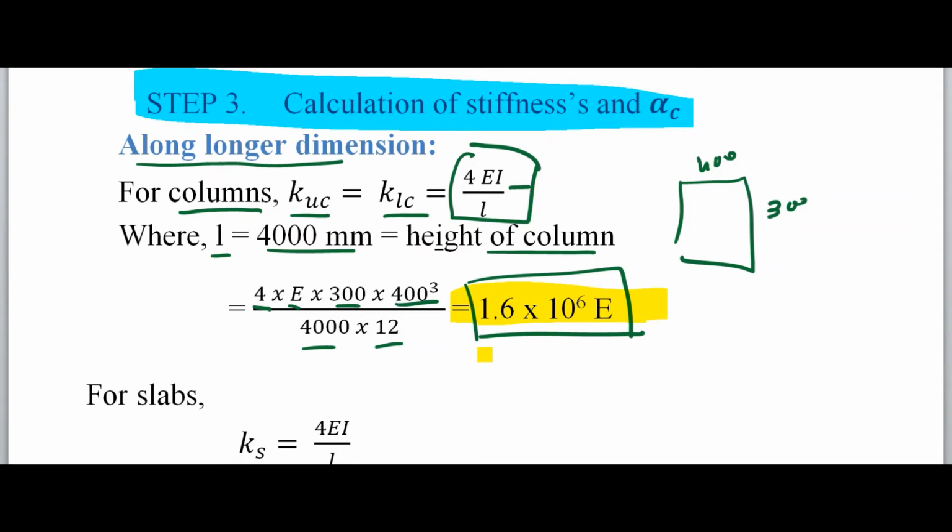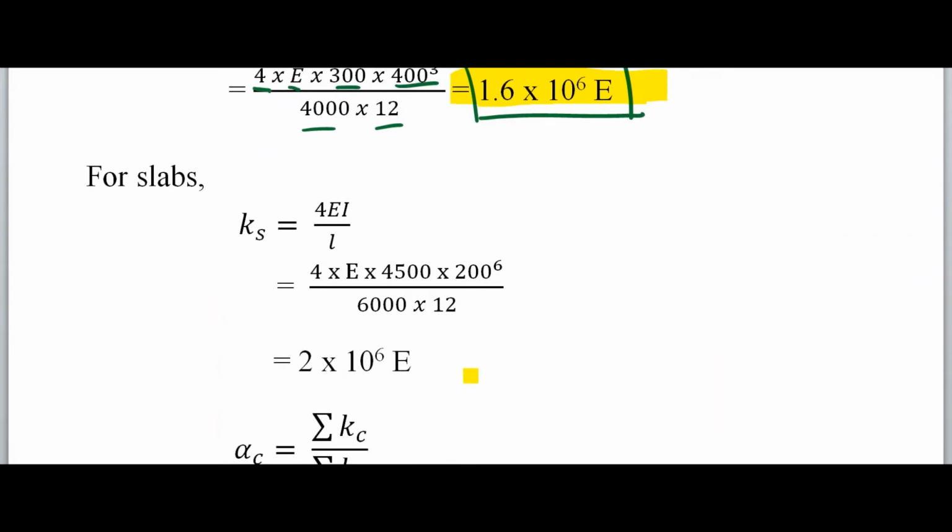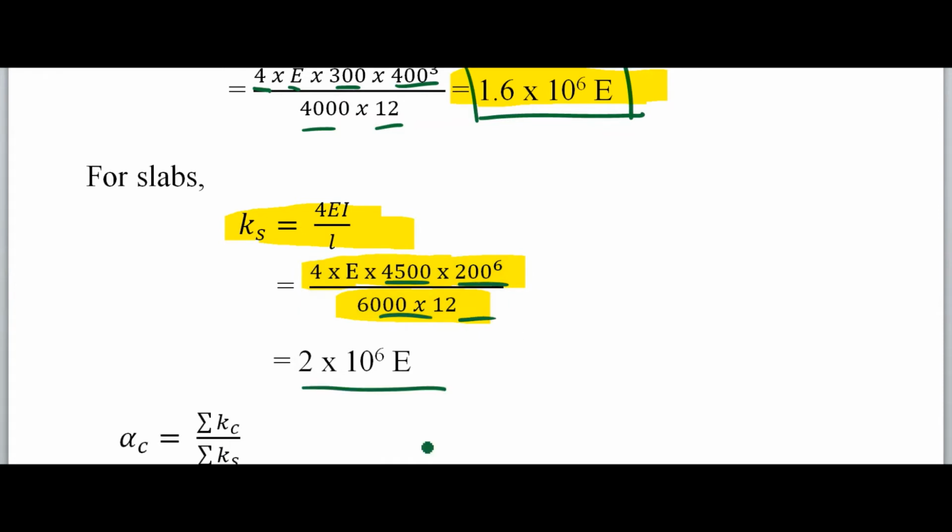Same thing we have to do for the stiffness of the slab, 4EI by L, 4 into E into 4000, so 2 into 10 raised to 6 EI.